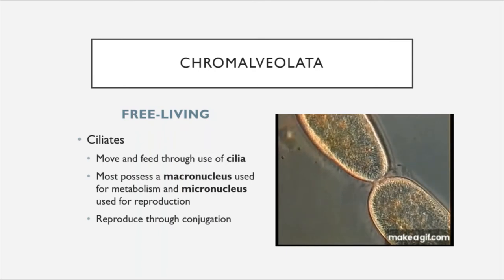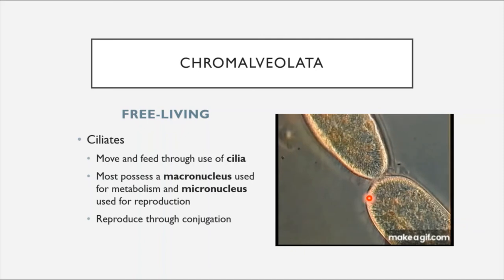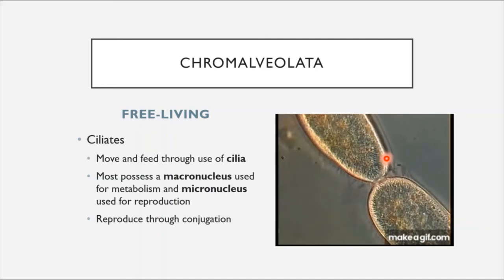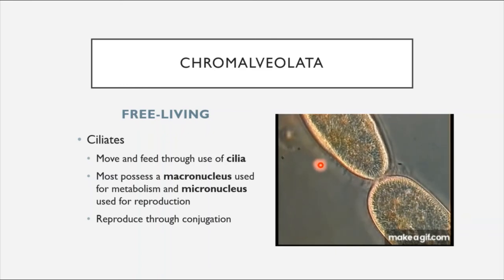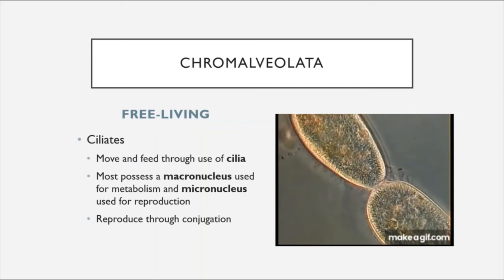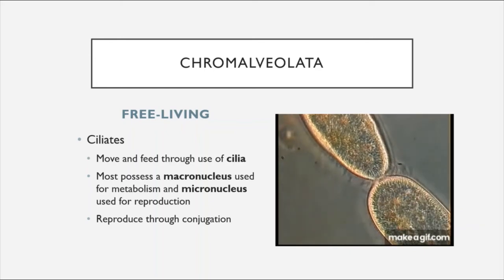Ciliates are organisms that move and feed through the use of numerous cilia that project off the surface of the cell. You can see them in this video right here under the microscope, all of the many tiny cilia, which are used for movement and feeding. They're used to sweep particulates into the cell for feeding.